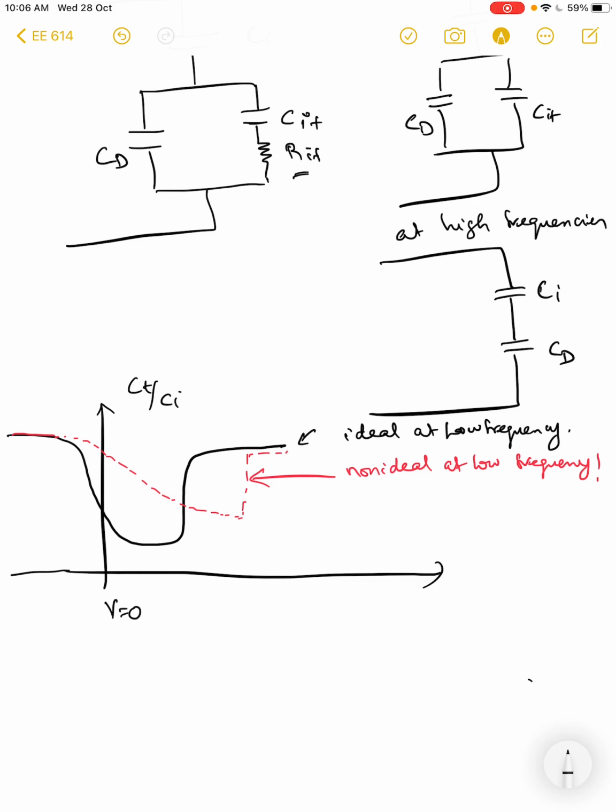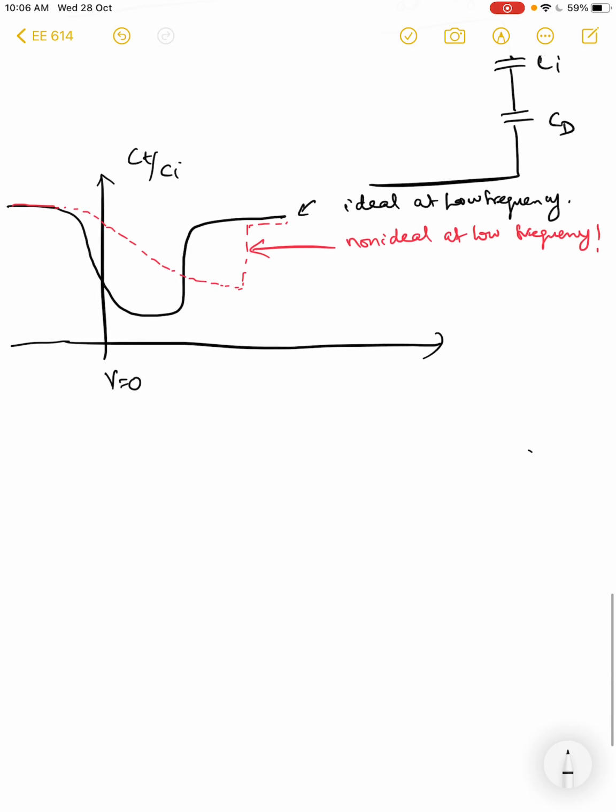The reason why the entire plot gets shifted is that this is not just okay. The fact that you can deplete it and then you can start inverting the channel depends upon this relation, which is V applied is V on the oxide plus psi s, right? Psi s is the surface potential.